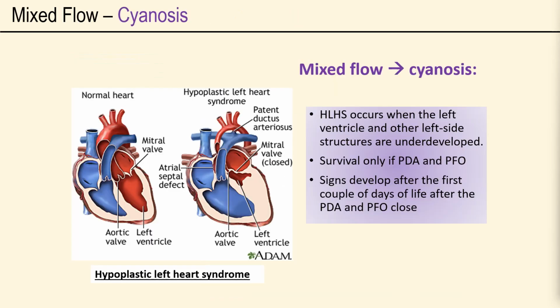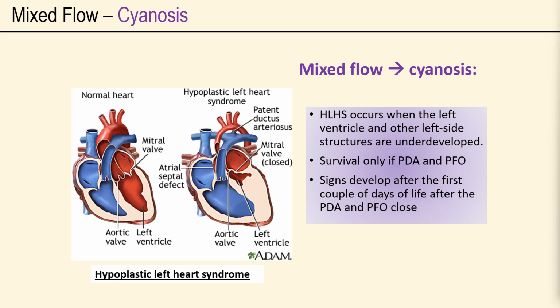This is an example of hypoplastic left heart syndrome. This is where the left ventricle and sometimes the left atria haven't formed correctly. An infant can only survive if there is a patent ductus arteriosus and a patent foramen ovale. This is because it allows for mixing of the blood to get into the systemic circuit. A little bit of oxygen getting through by mixing is better than no oxygen getting through at all.